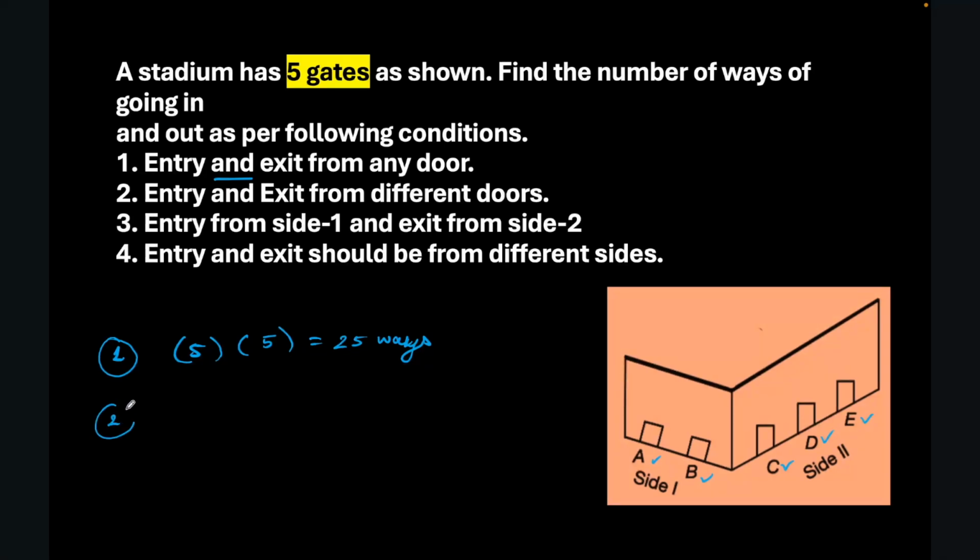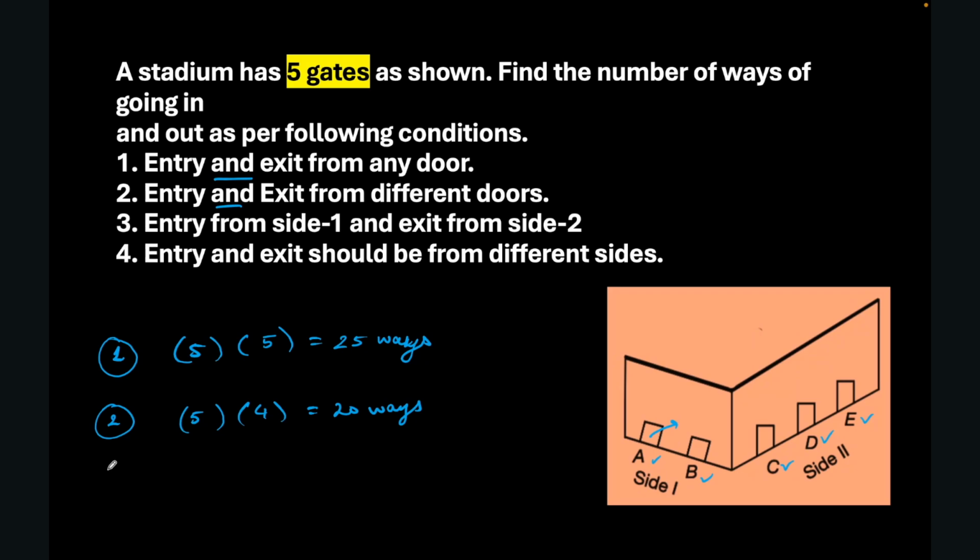Okay? Condition number 2, we're given entry and exit from different doors. Well, let's say if I enter from any one of the 5 doors, right? So if I enter from any one of these, I have 5 options, right? So let's say if I enter from here, now I have 4 options to exit from. So I have 5 times 4, 20 ways, right? That's the number of ways I can enter and exit based on condition number 2.